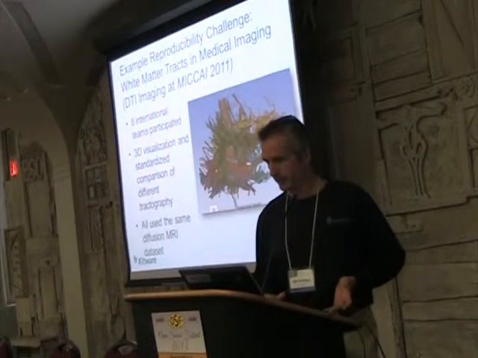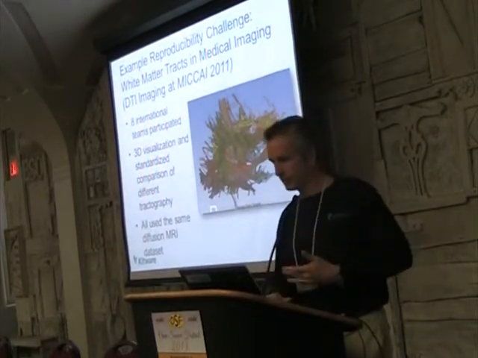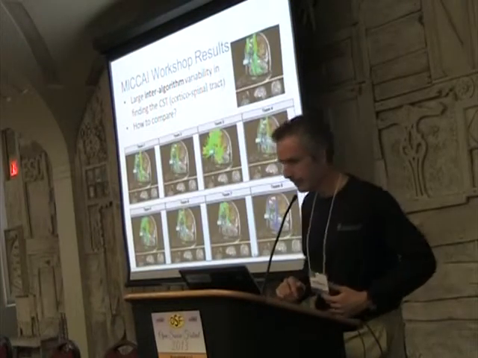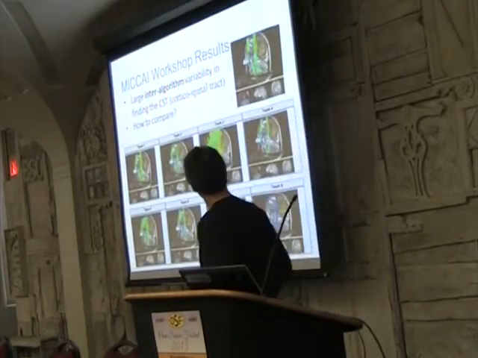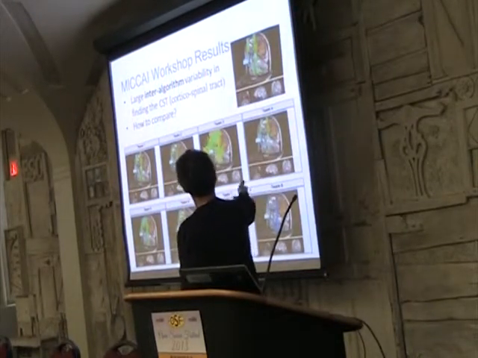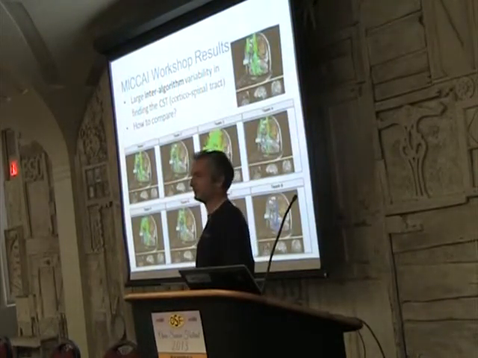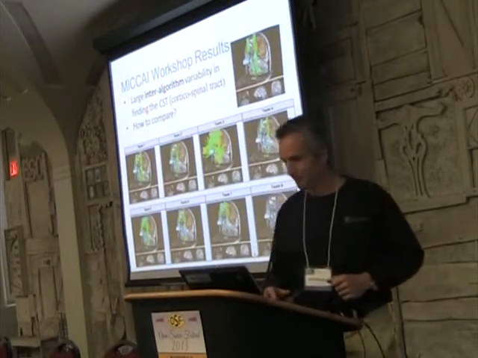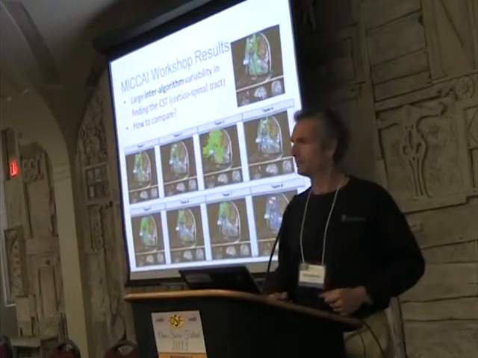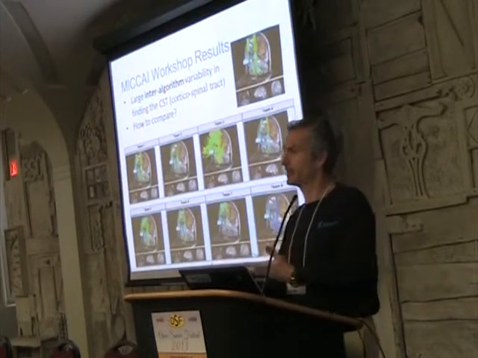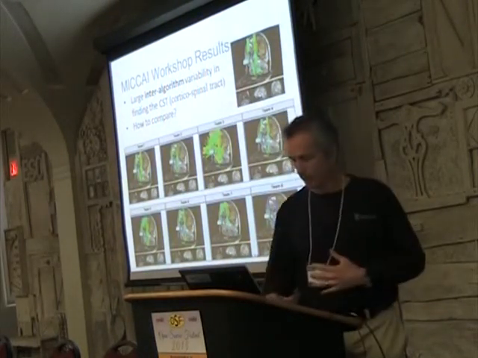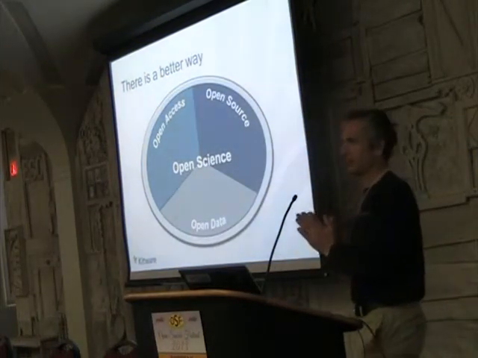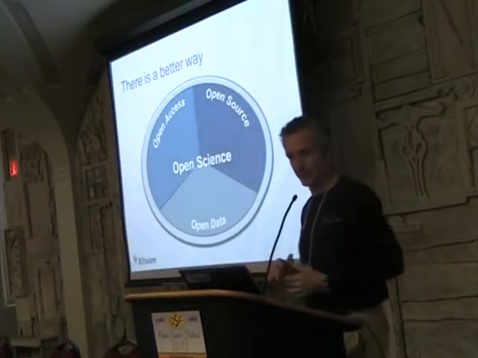This is tracing the white matter tracks in your brain. The results of the workshop were this. How do you compare them? It's tough. So, in a sense, that's kind of a failure of science. How do you reproduce it? Which one's better? So, what I want to talk about is the better way of doing this.